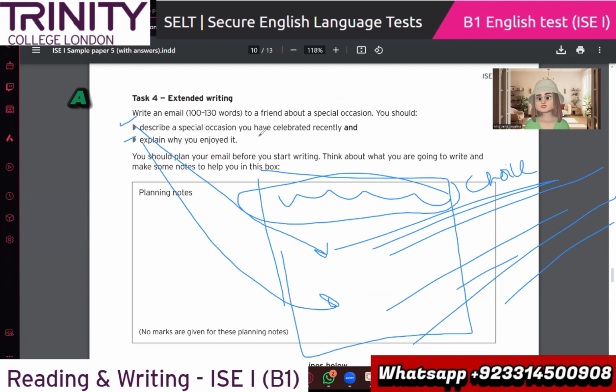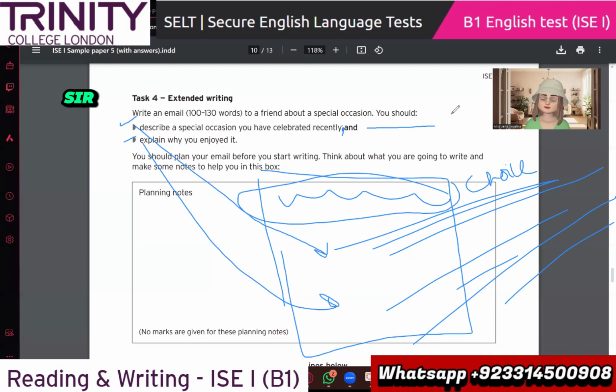Firstly, I want to describe a special occasion I have celebrated recently. Even if they say write an email, I would say hello, right? Because it's an email, I'm talking to someone. And then after that, my real task starts. I'm going to write, firstly, I want to describe a special occasion I've celebrated recently, semicolon. I have celebrated my daughter's birthday recently. I invited all my friends, comma. I cut the cake, comma. I ate delicious food, comma. I met my family, comma. So just like that, little ideas that you did that day, you can write with commas.